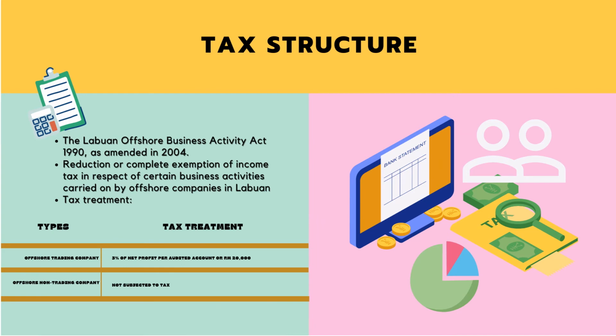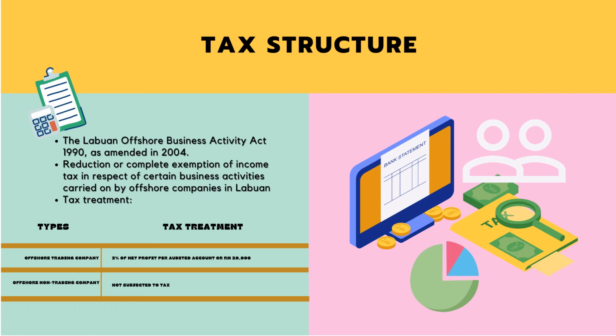The Labuan Offshore Business Activity Tax Act 1990, as amended in 2004, was established to provide for the reduction or complete exemptions of income tax in respect of certain business activities carried on by offshore companies in Labuan. A Labuan entity carrying on a Labuan trading activity is taxed at the rate of 3% of net profit as per the audited accounts or at a fixed sum of 20,000 upon annual election.